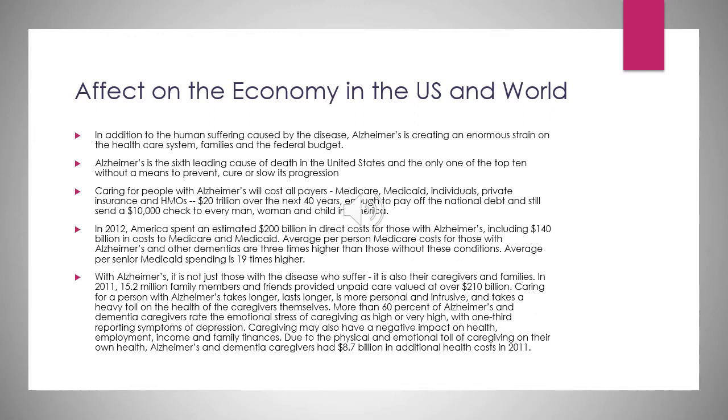As of 2012, America spent an estimated 200 billion in direct costs just for Alzheimer's disease, including 140 billion just to cover the Medicaid and Medicare that it brings. Average per person Medicare costs for those with Alzheimer's disease and other dementias are 3 times higher than those without these conditions. Average per senior Medicaid spending is 19 times higher. So it is growing daily and growing more as the years go by with this disease.